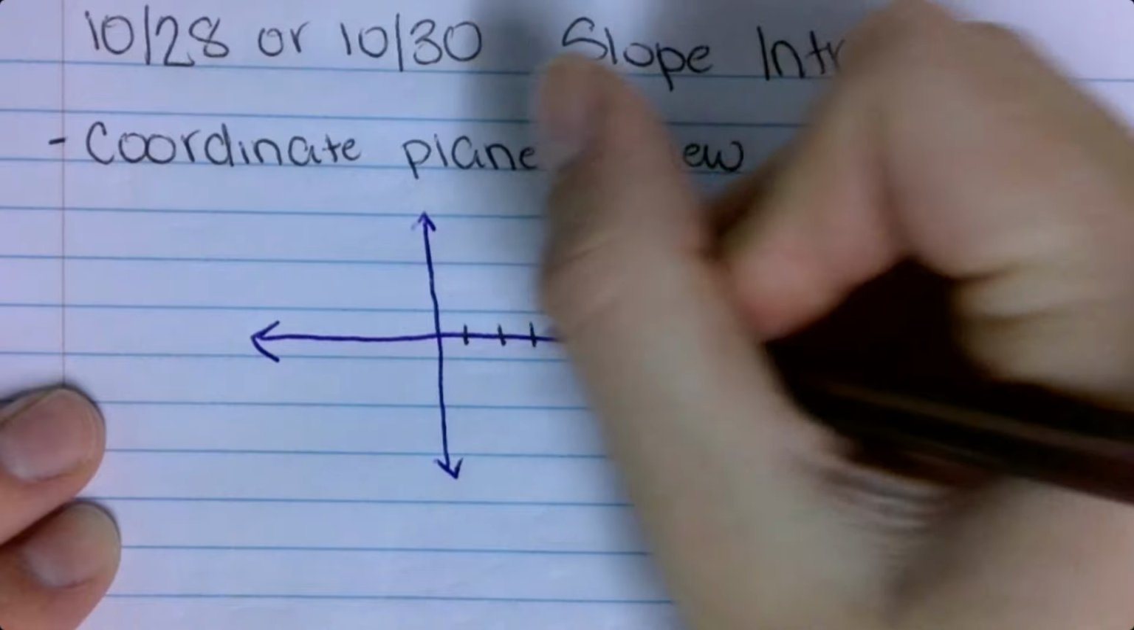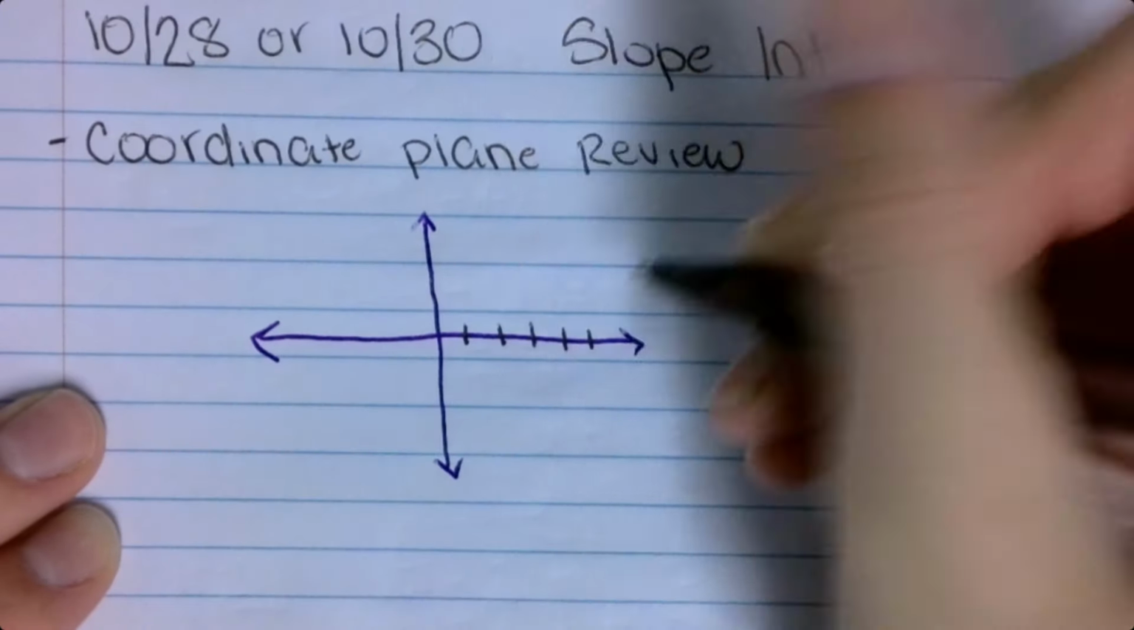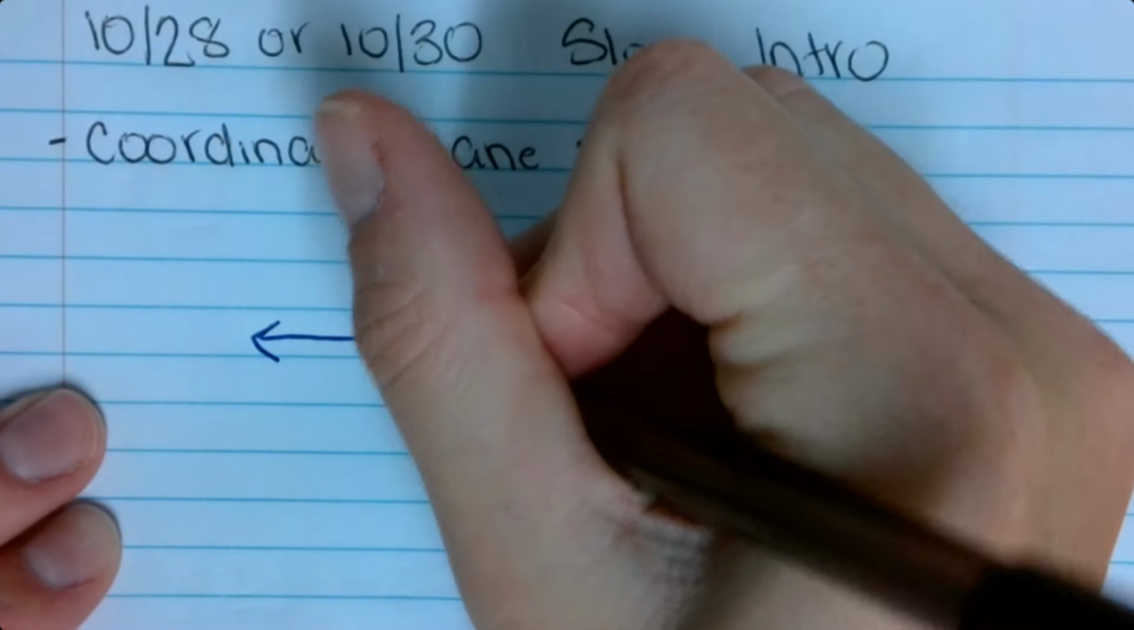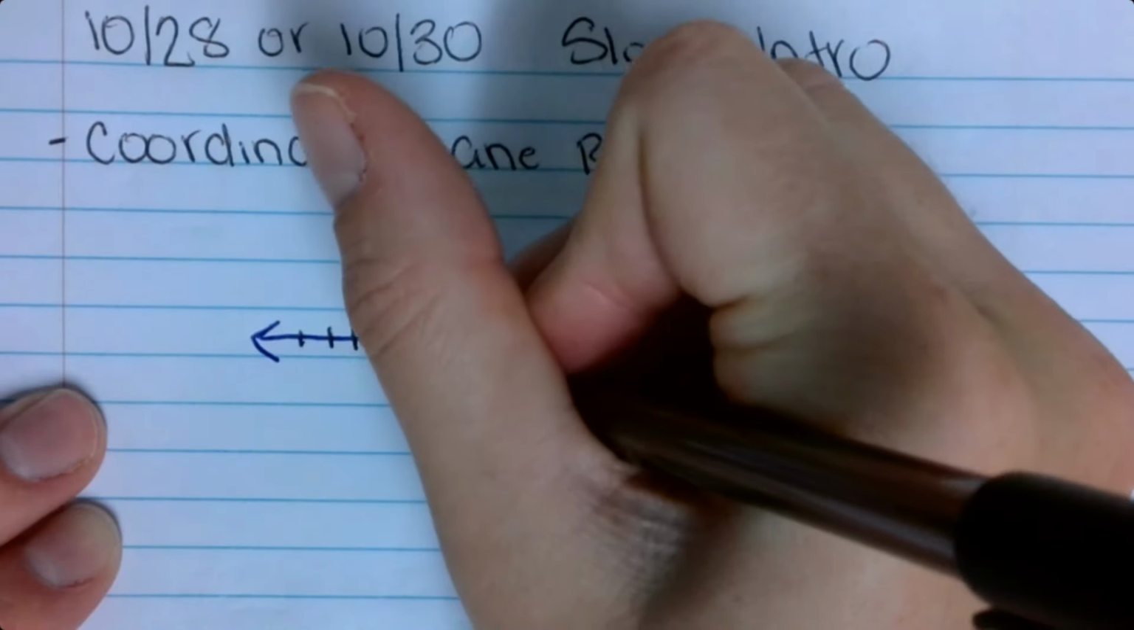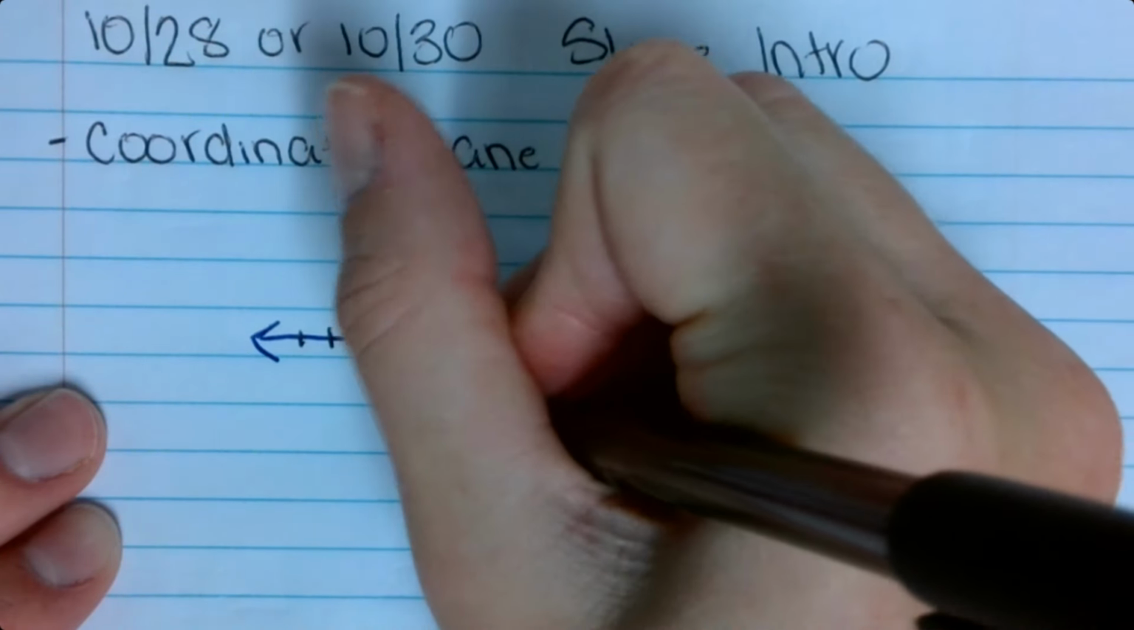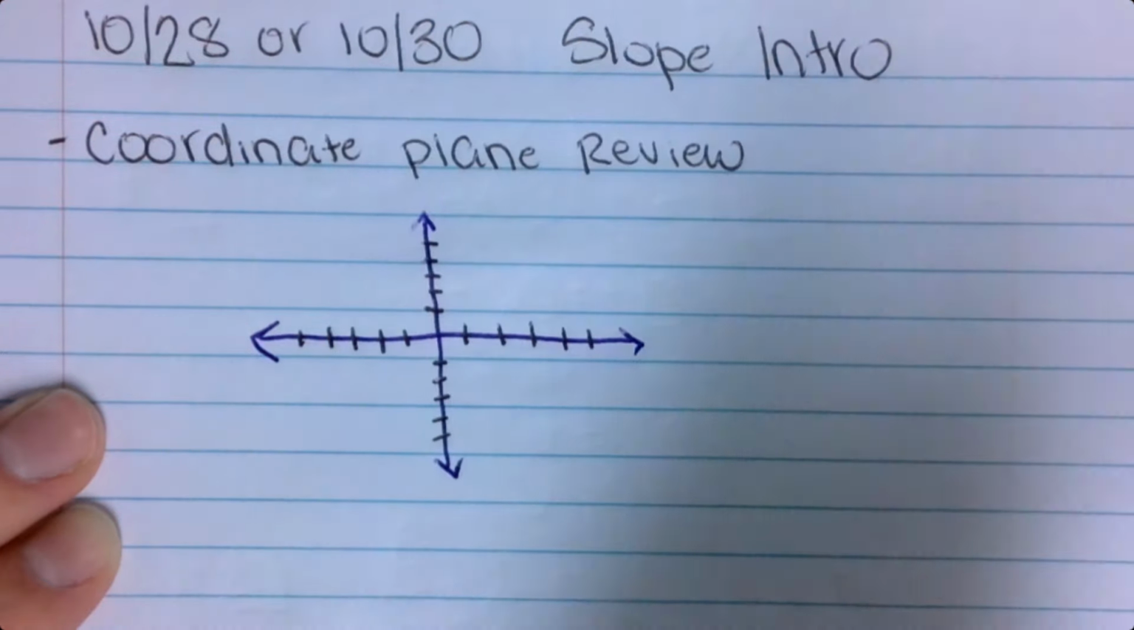So 1, 2, 3, 4. Let's try to get 5. 1, 2, 3, 4, 5 on each side and direction.